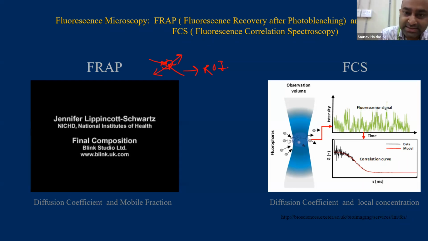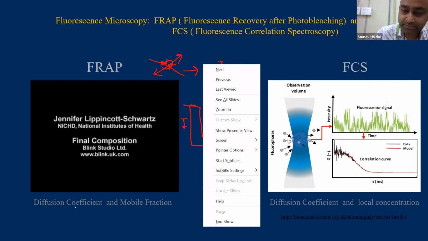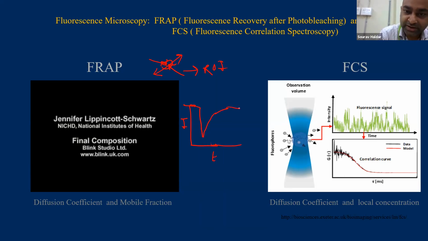So from these experiments and the rate of recovery, usually the FRAP data looks like this. You have a small, very sharp change in the intensity, and then a slow recovery of intensity. Based on this curve, we can find out two parameters. One is the diffusion coefficient, which is a quantitative parameter that describes the diffusion of lipid or protein, and another parameter that is called the mobile fraction.